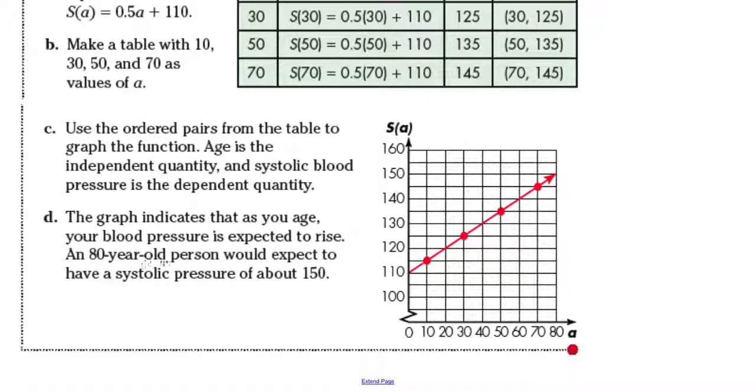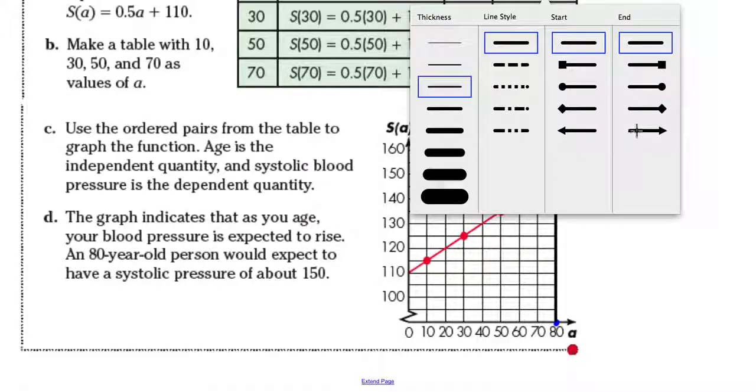So an 80-year-old person would expect to have a systolic pressure of around 150. Why is that? Because if you extend that graph and you look at 80 years old, which is this one, and if I go up to that line right here, you notice that it hits 150. So an 80-year-old person would expect to have a systolic pressure of about 150, which can actually give us a lot more information.